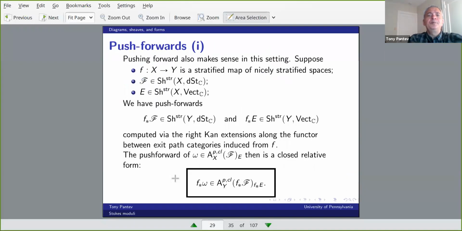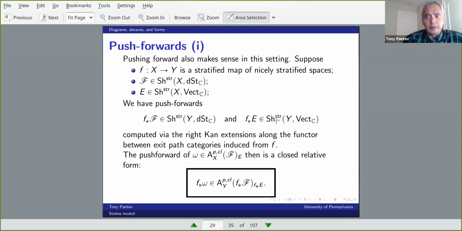Okay. And now here is the main tool for constructing forms. It's the push-forward theorem. So suppose that we have a stratified map of nicely stratified spaces, and you have a sheaf of stacks on the source and a sheaf of complexes of vector spaces on the source, then you can push forward the sheaf of stacks, and you can push forward the complex of vector spaces to get a sheaf of stacks on the target and a sheaf of complexes of vector spaces on the target. And these are computed by right Kan extensions between the functors of the corresponding pieces of the exit path categories.